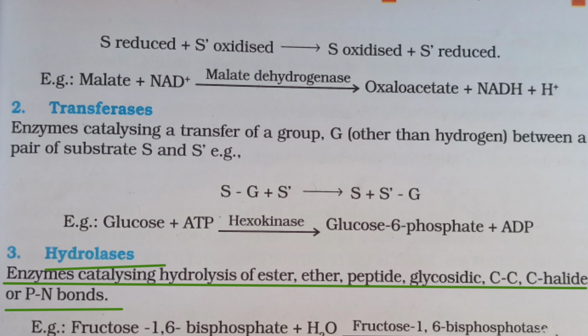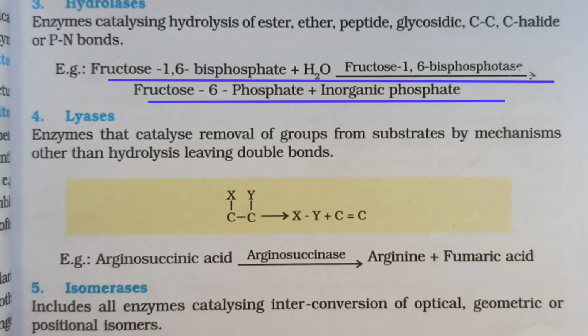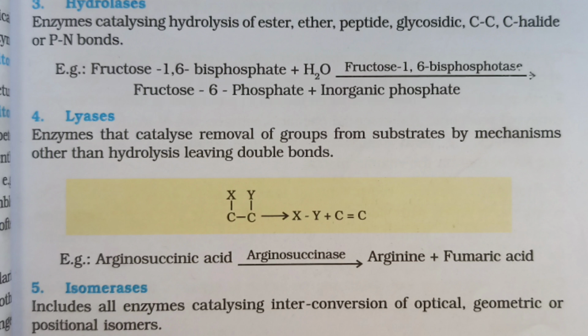Hydrolases, the third type of enzyme, which catalyzes hydrolysis of ester, ether, peptide, glycosidic, C-C, C-halide or P-N bonds. Example: fructose 1,6-bisphosphate plus H2O gives rise to fructose 6-phosphate plus inorganic phosphate. Here the enzyme which hydrolyzes is fructose 1,6-bisphosphatase.